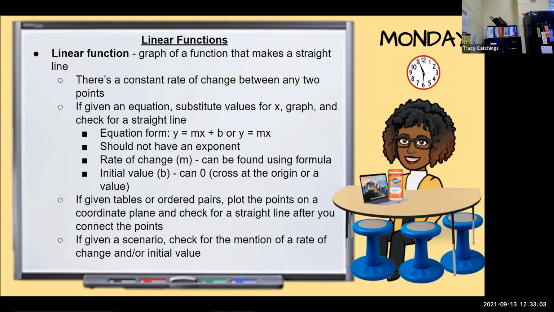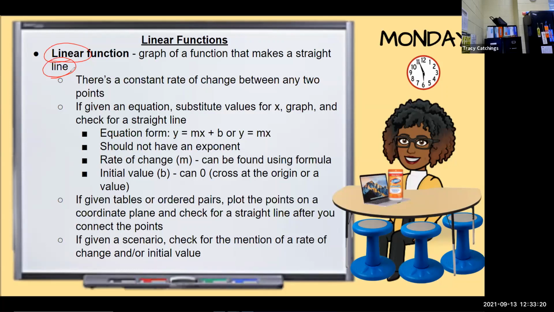So a linear function. A linear function is a graph of a function that makes a straight line. What does it make? A straight line. The name pretty much speaks for itself. Linear, it has a line in it, so we're looking for something that makes a straight line. It told us there's a constant rate of change between any 2 points.